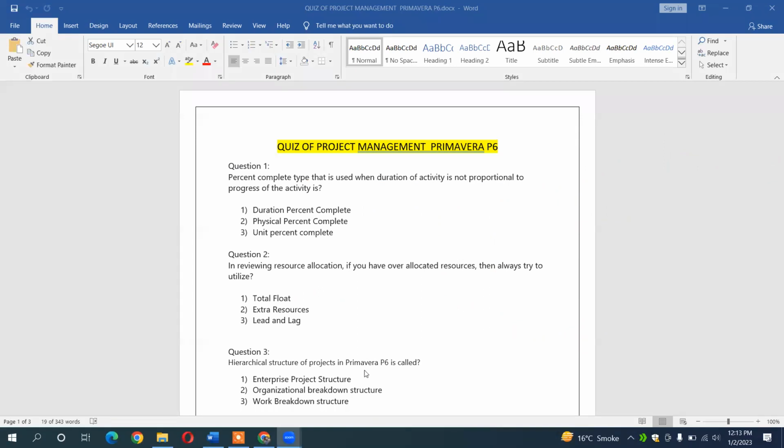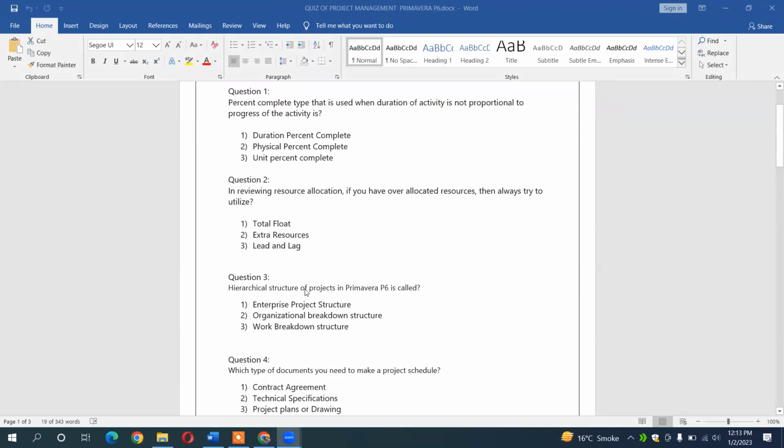The other question is: what is the hierarchical structure of projects planning in Primavera P6? Remember that it is asking about the hierarchical structure of projects. It is not asking about the hierarchical structure of the WBS, or of anything else like the OBS. The hierarchical structure of the projects in Primavera P6 is always referred to as the Enterprise Project Structure, that is, EPS.